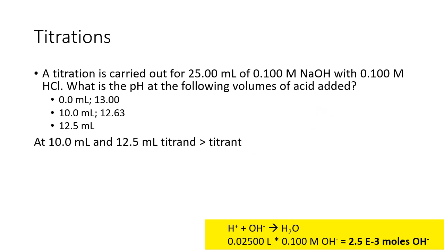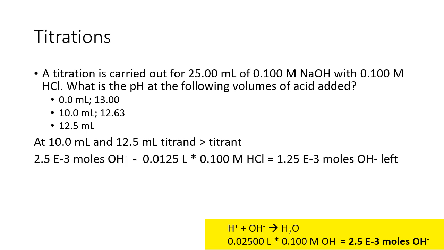Let's do it again. So again, we know that at 12.5, our titrand is greater than our titrant. So I'm not going to write the BCA table again, but we would start with the 2.5 times 10 to the negative third moles of OH minus, and we would subtract off 0.0125 times 0.1, and we get 1.25 times 10 to the negative third moles of OH minus left. Now we need to know the total volume at this point, so it's 12.5 plus 25, which gives us 37.5. We convert that into liters, and then we calculate molarity.